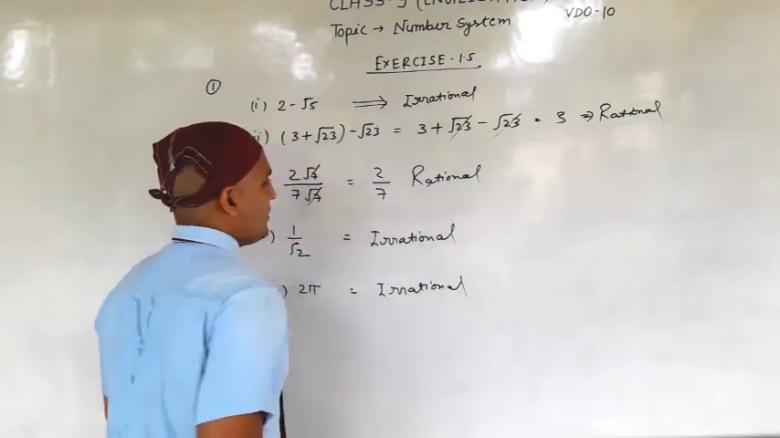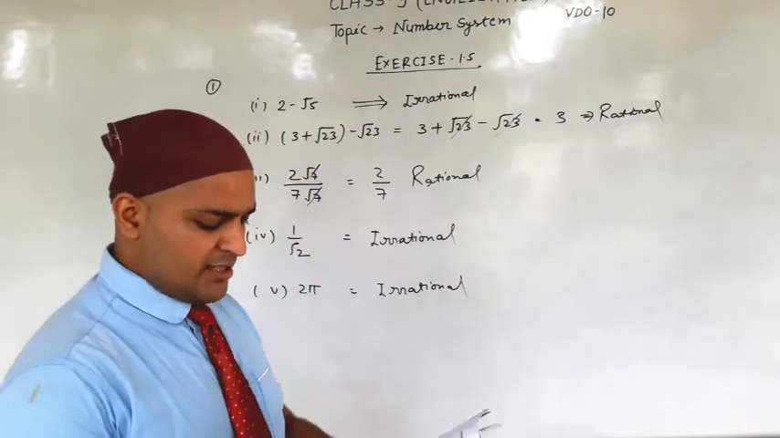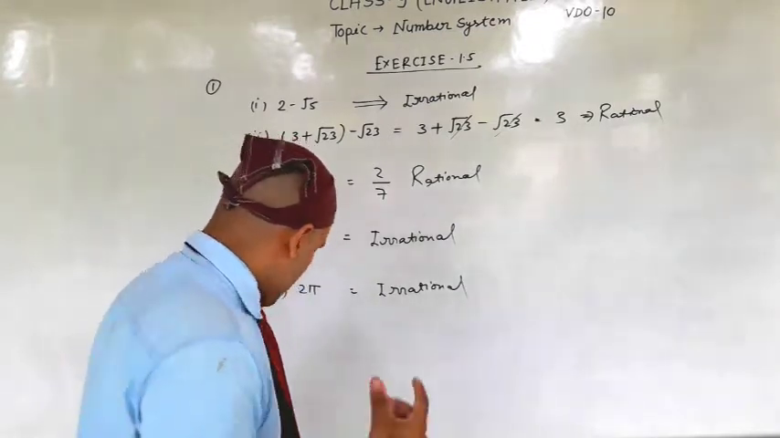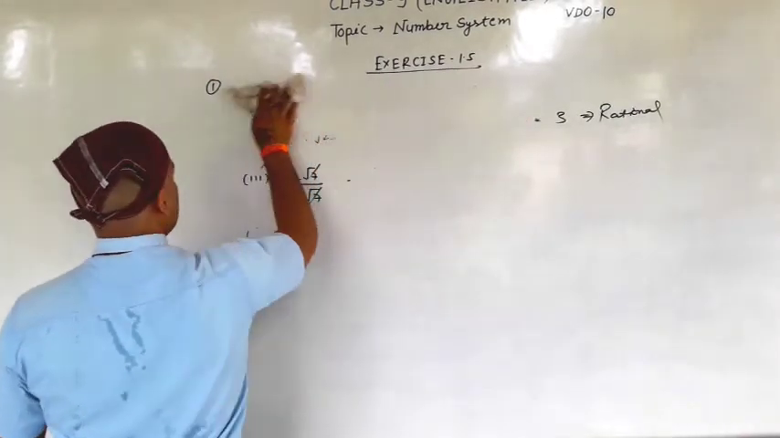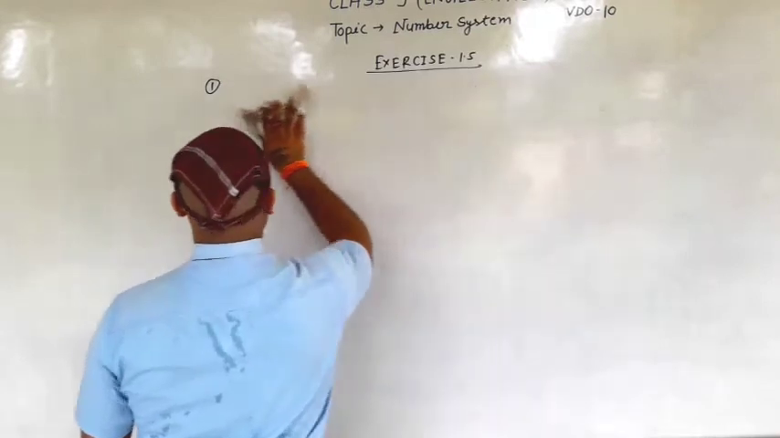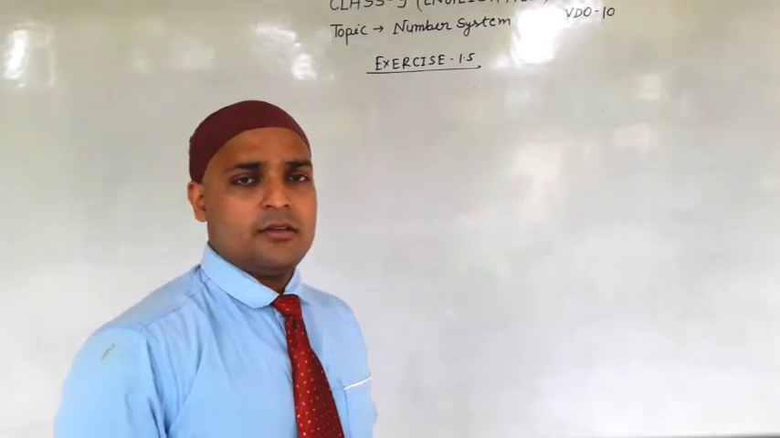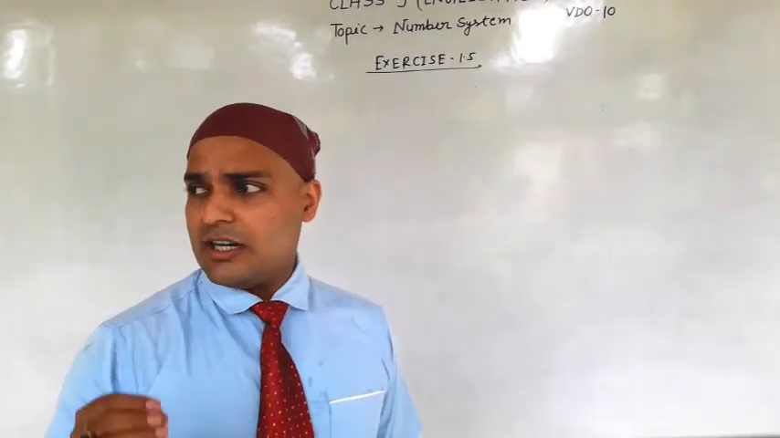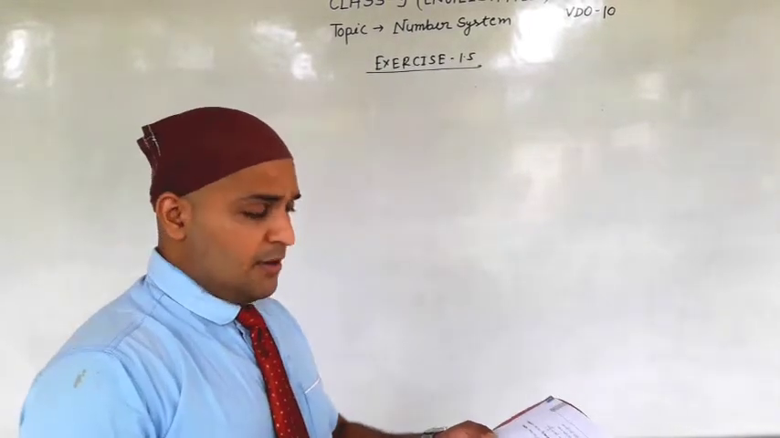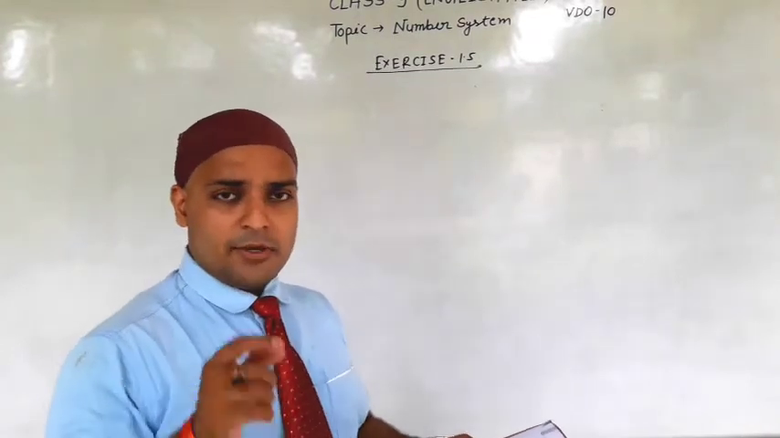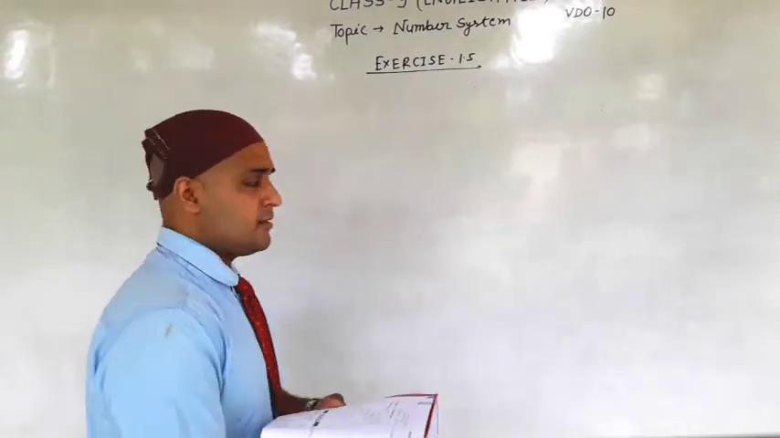Okay students, question number 1 is completed. Now in question number 2, simplify each of the following expressions. If you have studied identities in previous classes, algebraic identities, a plus b whole square, a minus b whole square, a square minus b square, what is the result in these identities? In question number 2, if you know about identities, you can solve it very easily. Simplify each of the following expressions.